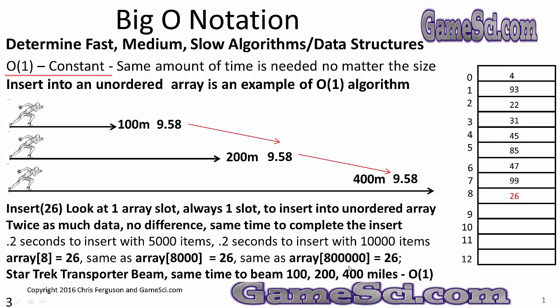Now, in the real world, I couldn't think of an example of this. So I had to go to science fiction and the TV series and movies from Star Trek. In Star Trek, they have this thing called a transporter beam, where you stand on a pad and it beams you someplace else. Well, if it took 9.58 seconds to transport you 100 miles, and it took 9.58 seconds to transport you 200 miles, and it took the same 9.58 seconds to transport you 400 miles, that would be an order of one algorithm.